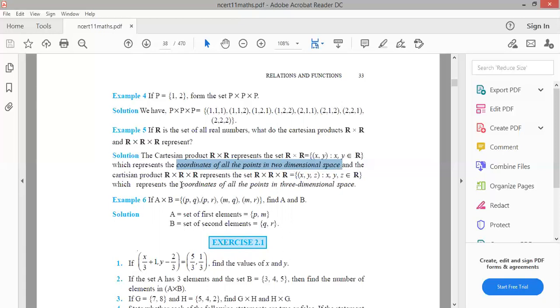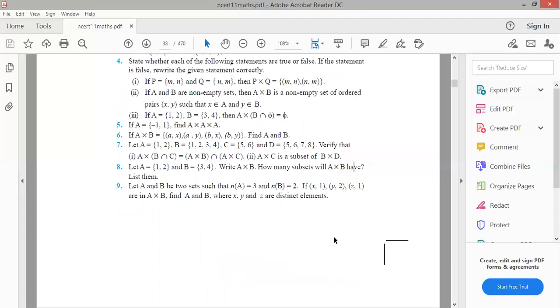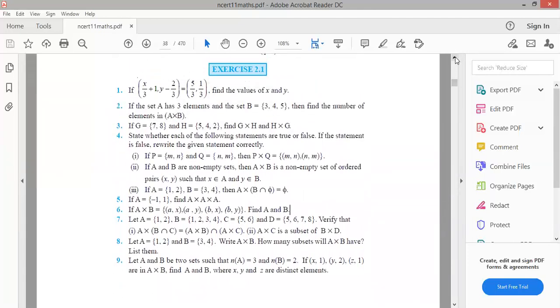This represents the coordinates of all the points in the three-dimensional space. Okay, so you may please see all the other examples. Now let's come to exercise number 2.1.